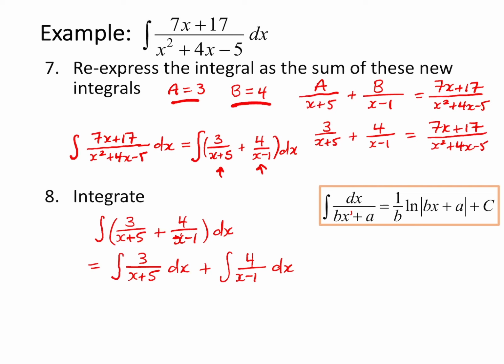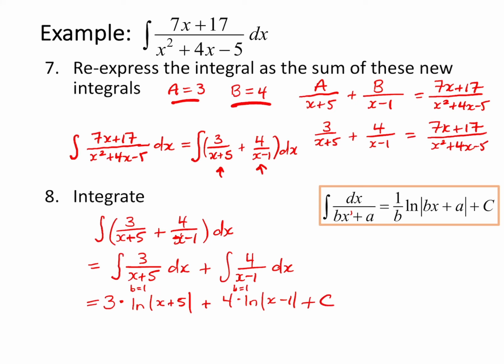So the 3 and the 4, those are just constants. So we'd have 3 times the integral of the 1 over x plus 5. The b in this case is just 1. So it's going to be 1 over 1, so we don't even have to worry about it. So 3 times the ln of that denominator, x plus 5, plus the 4 in this one is a constant multiplier, so we'll have 4 times the integral of 1 over x minus 1. Again, the b here is just 1, so it's going to be 1 over 1, so just 1. So ln then of x minus 1 plus c.